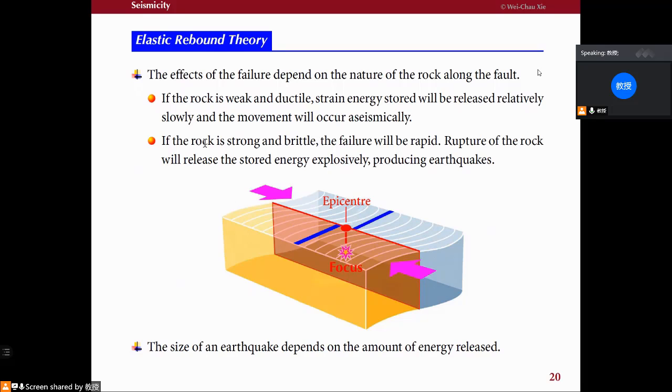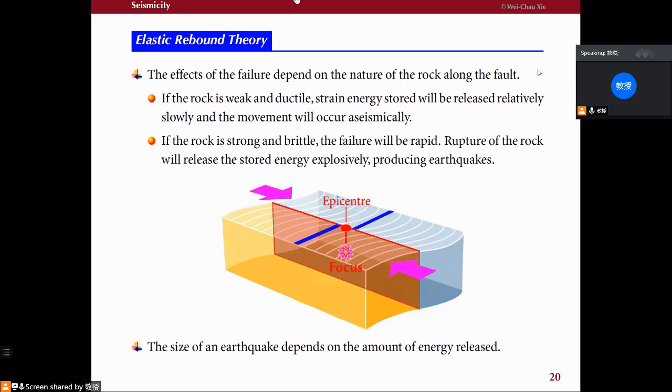Now, if the rock is strong and brittle, the failure will be rapid. Rupture of the rock will release the stored energy explosively, producing an earthquake. So we have strain energy build up. If the rock is strong, we need a large strain energy to fail the rock. When the rocks fail, the energy will be released explosively, producing an earthquake.